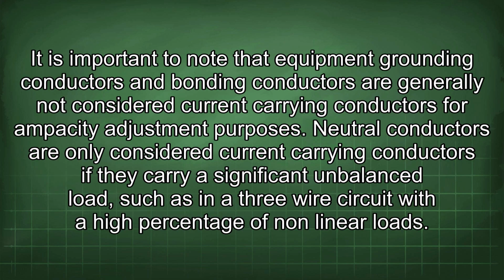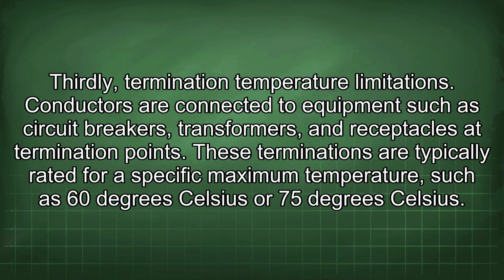It is important to note that equipment grounding conductors and bonding conductors are generally not considered current-carrying conductors for ampacity adjustment purposes. Neutral conductors are only considered current-carrying conductors if they carry a significant unbalanced load, such as in a 3-wire circuit with a high percentage of nonlinear loads. Thirdly, termination temperature limitations. Conductors are connected to equipment such as circuit breakers, transformers, and receptacles at termination points.